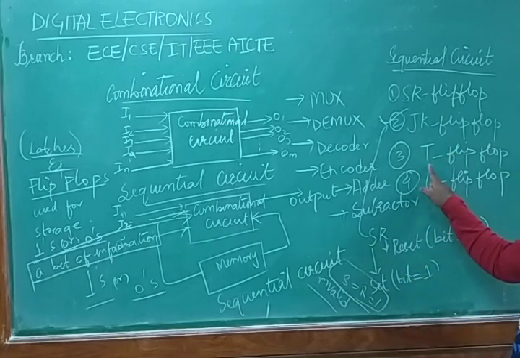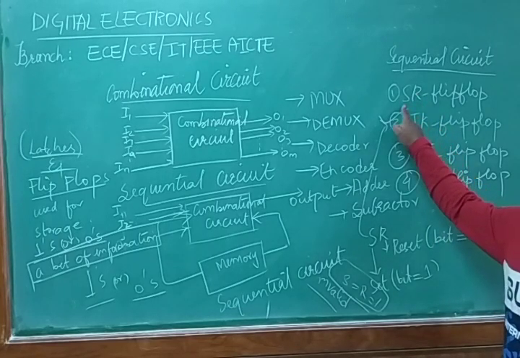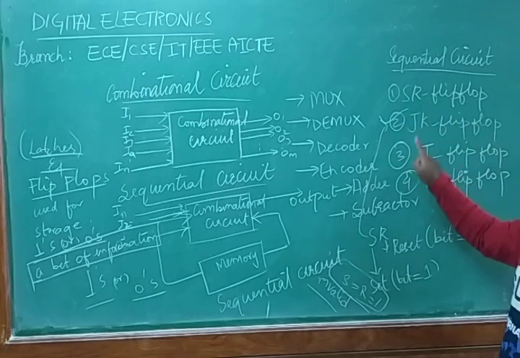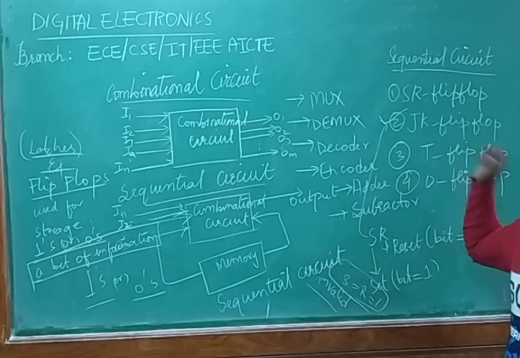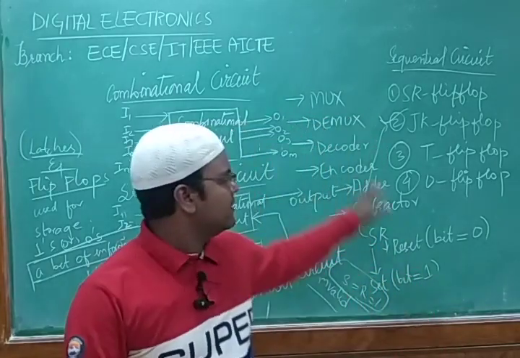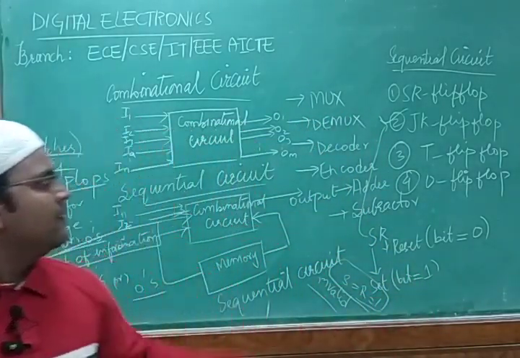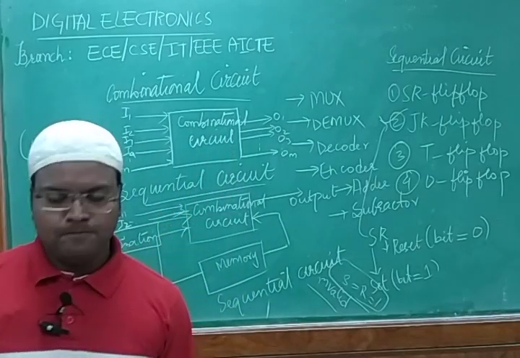So what does single mean? T means only one input, D means only a single input, whereas SR means there are 2 inputs, one is the set input, another is the reset input. Here also J and K, that means we are giving 2 inputs to the given combinational and sequential circuit, and they give 2 outputs. In all these conditions we are going to design those kinds of flip-flops by using sequential circuitry.